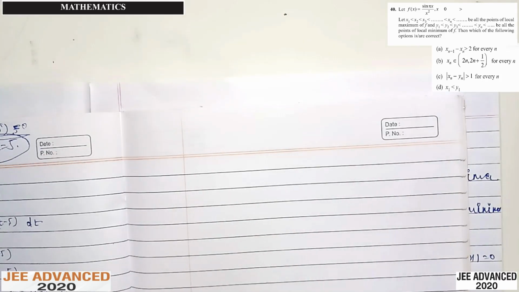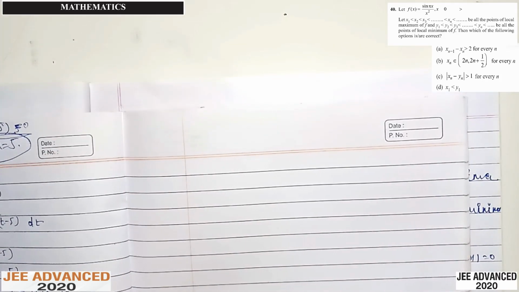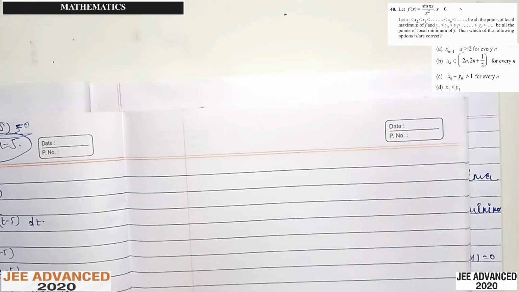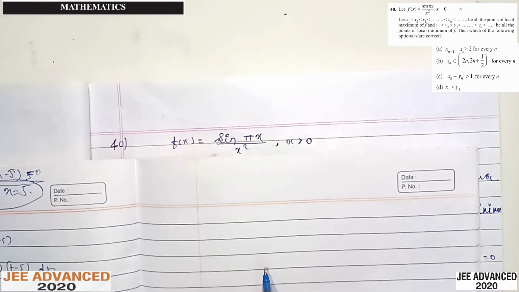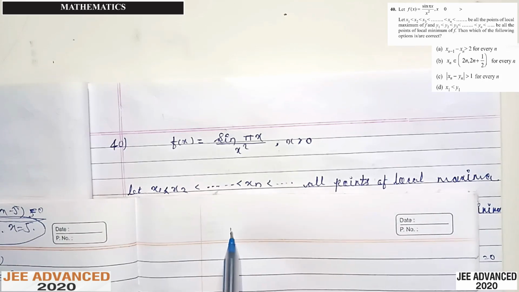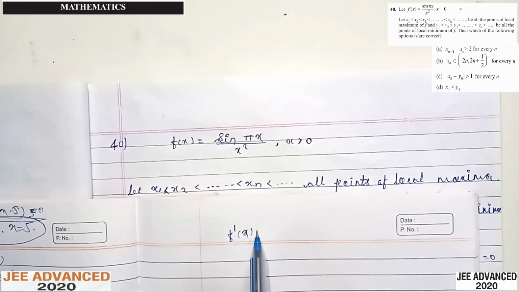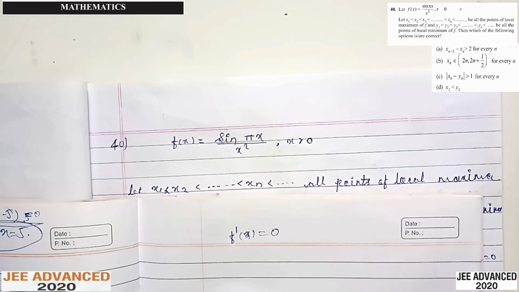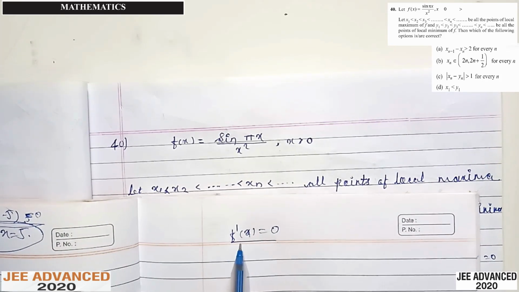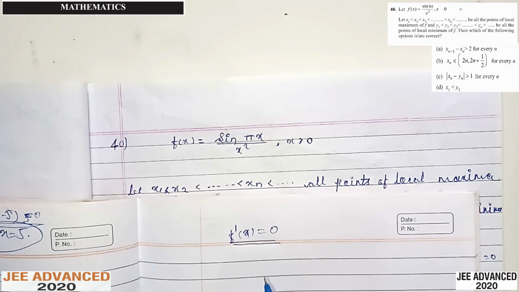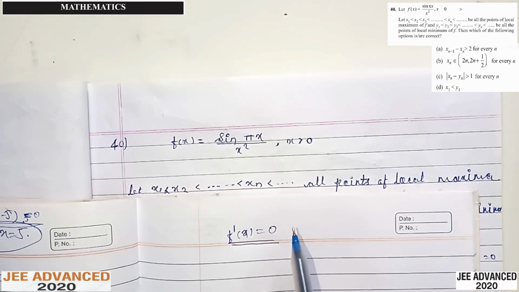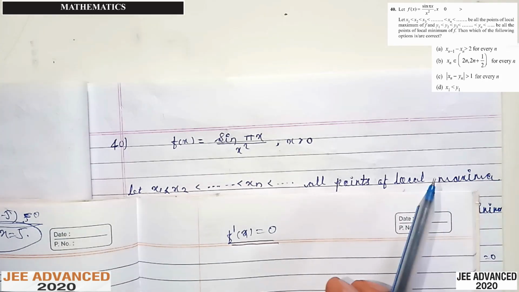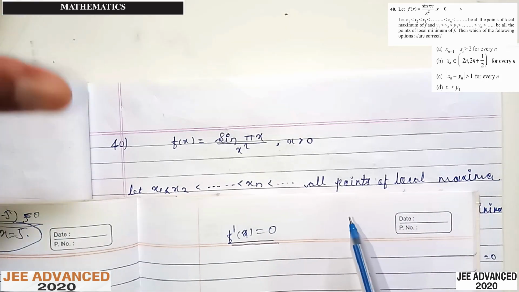So how can we find points of local maxima and local minima? Whenever we want local maxima and local minima, we always put f'(x) equal to 0. For finding the points of local maxima and local minima, we always set f'(x) = 0, and then we find f''(x). If f''(x) is bigger than 0, then it is a local minimum. If it is smaller than 0, then it is a local maximum. These are easy conditions to apply.